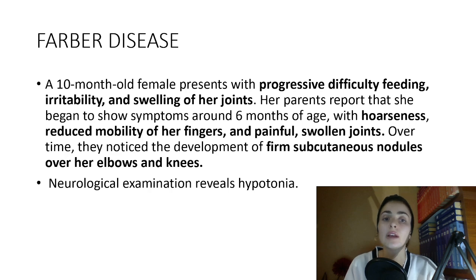Over time they notice the development of firm subcutaneous nodules over her elbows and knees. A nodule is a tissue growth of the skin or under the skin, which will result in an area elevated above the skin level, but it is the same color as the skin. Neurological examination reveals hypotonia.